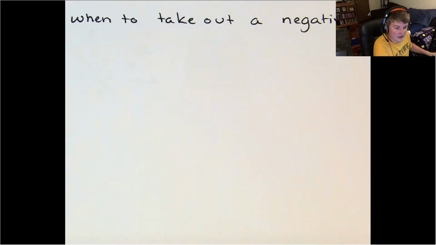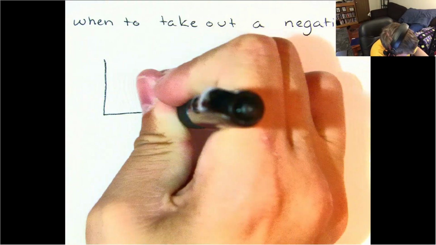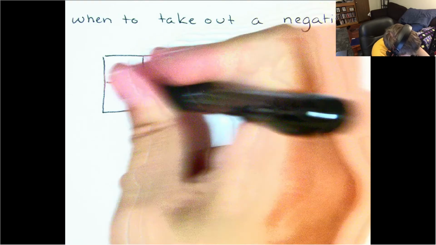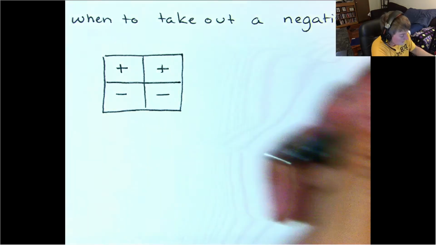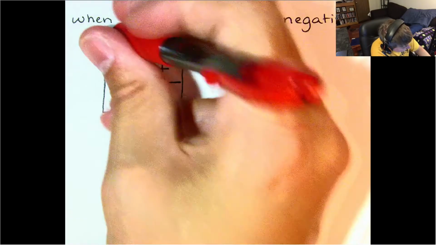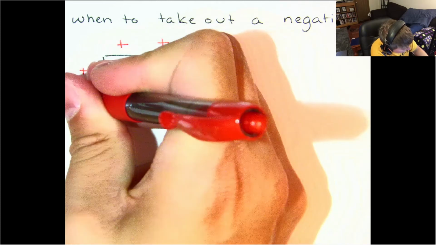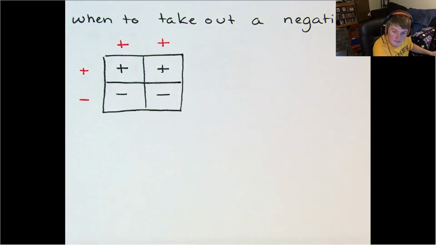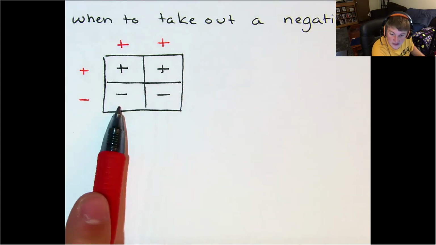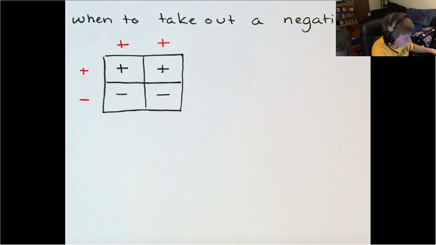Okay, when to take out a negative. So here, if I have a box, and I have a positive number here, a positive number here, and then negatives here. I will be taking a positive number out here, a positive number out here, a positive number out here, and a negative number here. Basically, anytime you're going to have two negatives in a row, you're going to be taking out a negative.